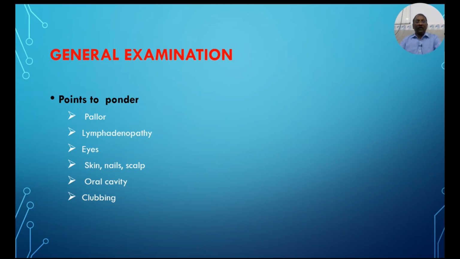arthritis or Sjogren's, etc. Skin will be involved in psoriatic arthritis, rheumatoid arthritis and gouty arthritis. Nails will be involved, scalp, oral cavity, clubbing. So these are all the things you are supposed to see in rheumatological conditions.